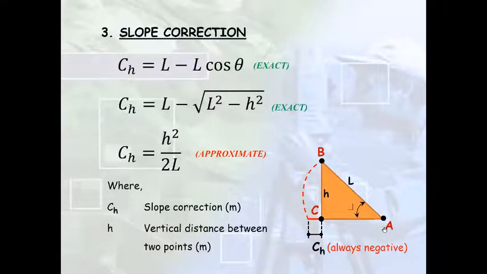It's always negative because the distance AC which we want to measure is always lesser than the distance AB which the tape is giving us, and the correction that we will apply will always be negative. The correction is given by Ch, which is the slope correction, h squared over 2L, where h is the vertical distance between the points A and B, the height difference. And how can we measure this? We will cover this in the topic of leveling that we will study later on. And L is again the length of the tape. This correction will always be negative. So this equation gives you a positive value, but you need to apply a negative sign with it every time.